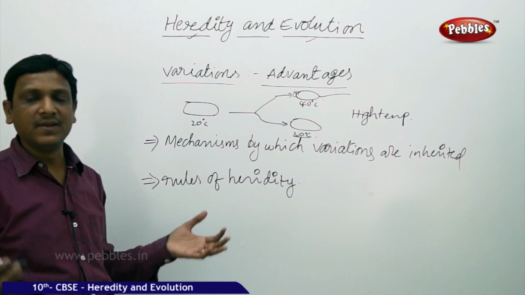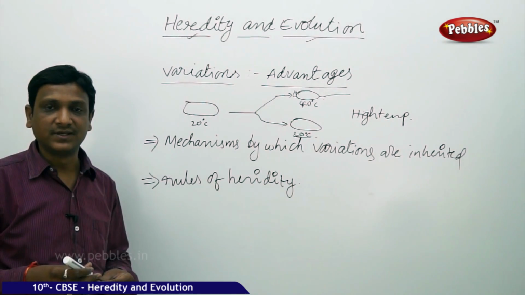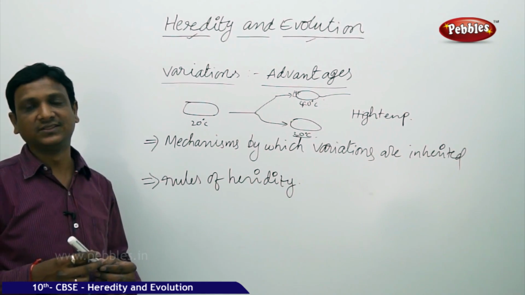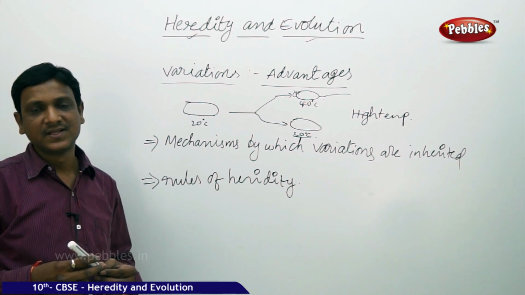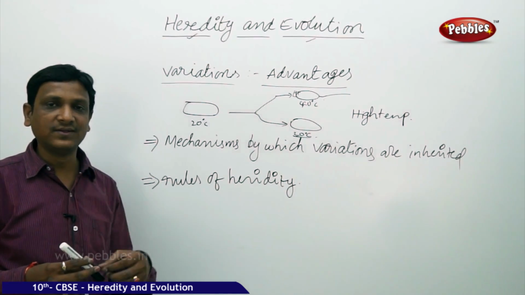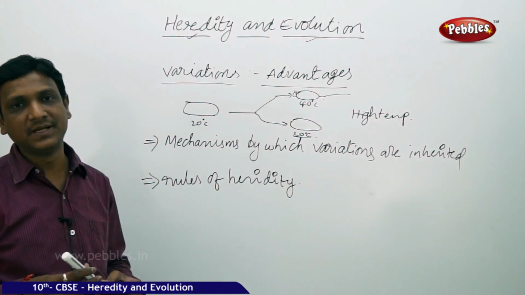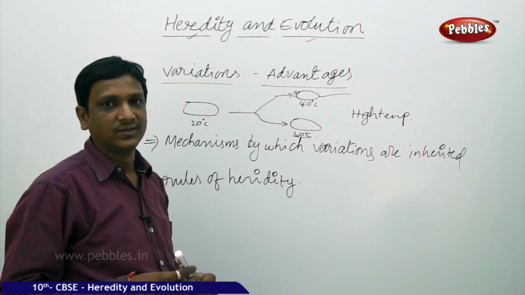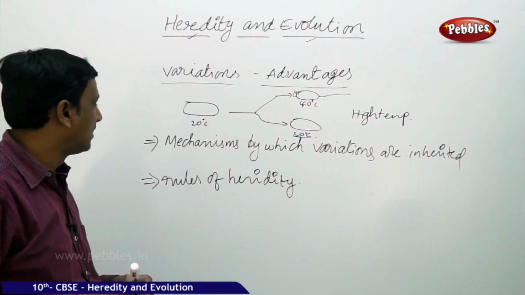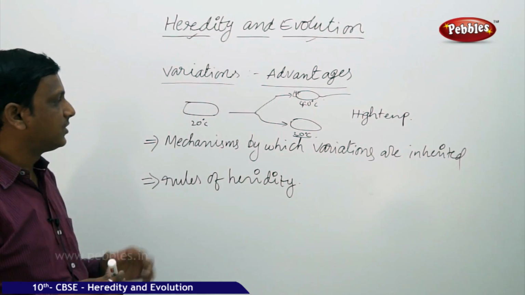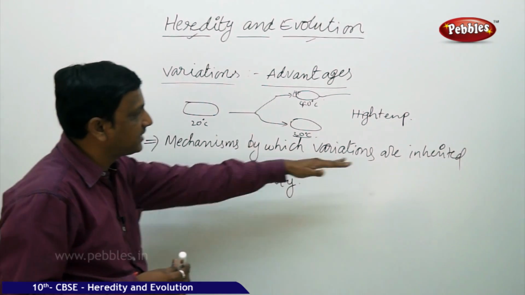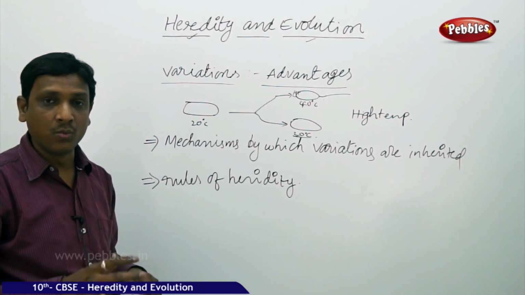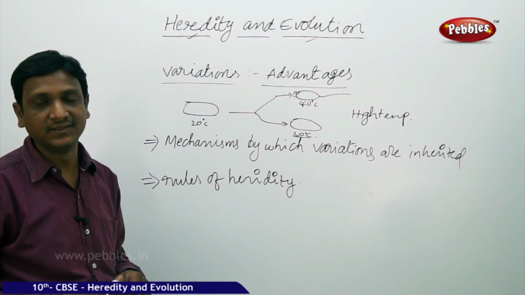We see every day many species becoming extinct, but some species are surviving. It is because of the variations that help them. The organisms that have variations that help them live in changing environmental conditions have advantageous variations. Here we are learning the mechanisms by which variations are inherited. By what mechanisms are the variations inherited?